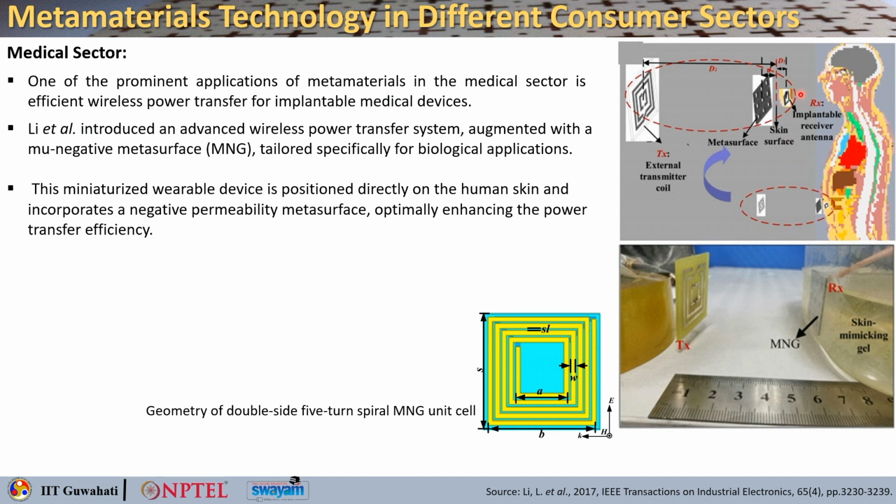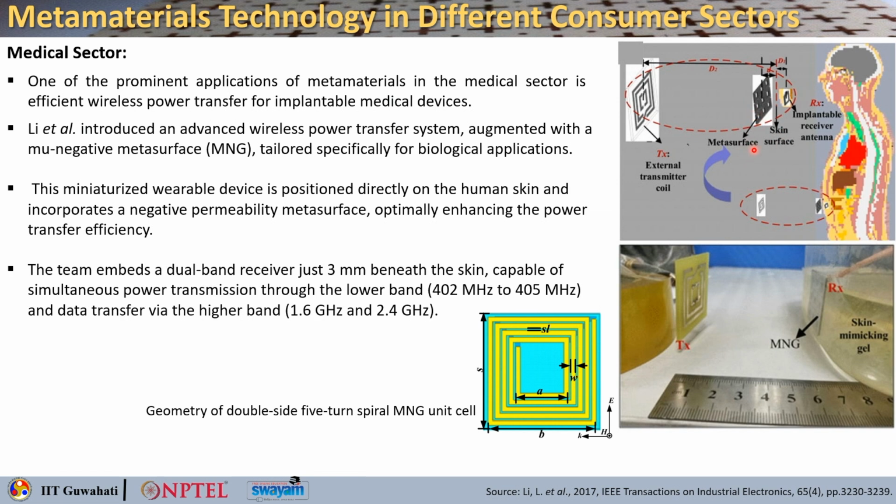So, this is how it looks. If you zoom in, you will see that this is an external transmitter coil, and here is your implantable receiver antenna. Before the antenna you are putting, so this boundary marks the skin, this is your metasurface.